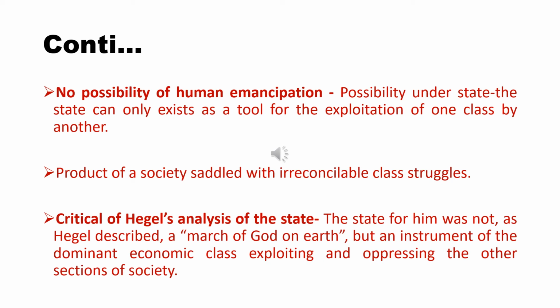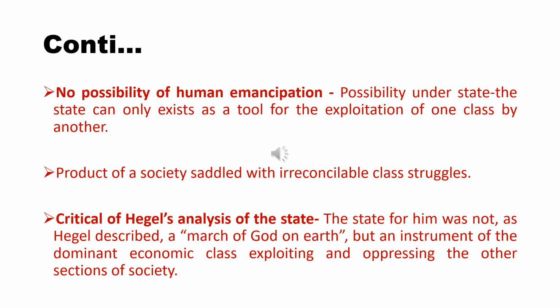So he has given another point related to the theory of state: no possibility of human emancipation. According to him, under the state the only tool allowed is how to exploit the weaker person, how to exploit the poor person, how the poor class is exploited by the rich, and how the owners of the means of production can discriminate against the non-owners or the poor class.